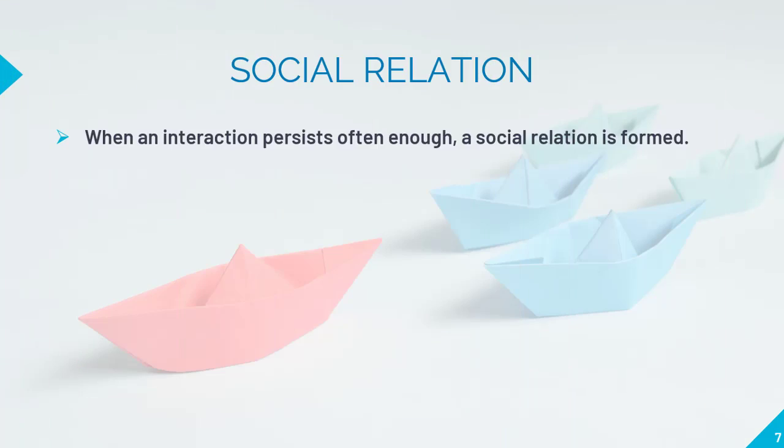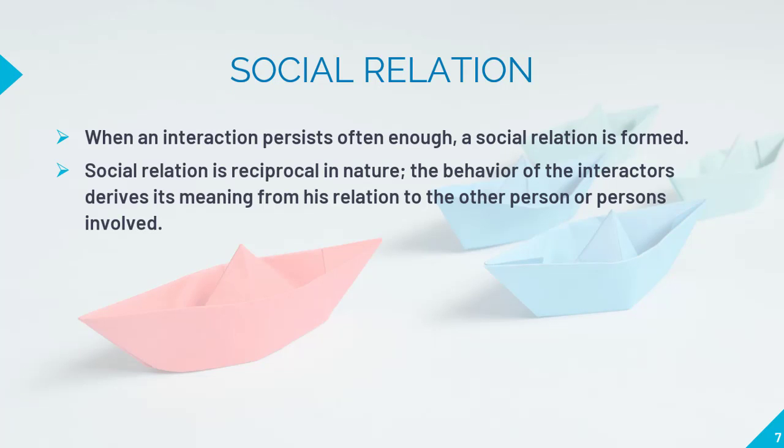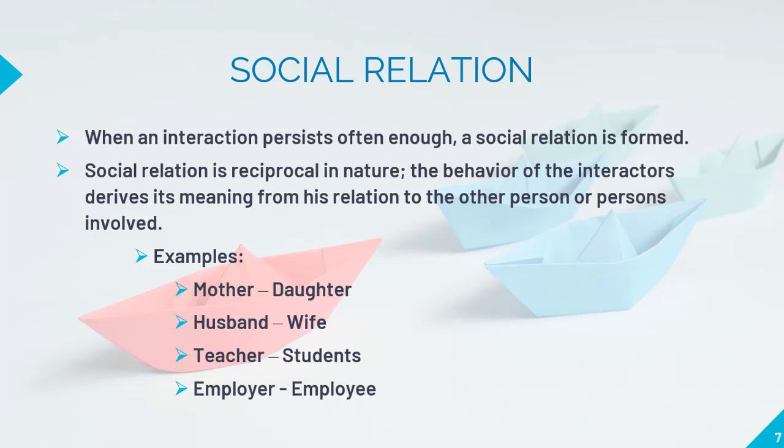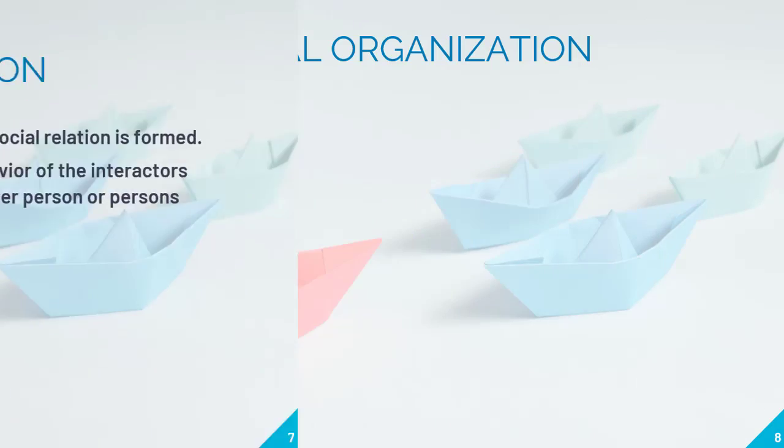When an interaction persists often enough, a social relation is formed. Social relation is reciprocal in nature. The behavior of the interactors derives its meaning from his relation to the other person or persons involved. Some examples are mother-daughter relationship, husband and wife, teacher-student, or employer and employee relations.